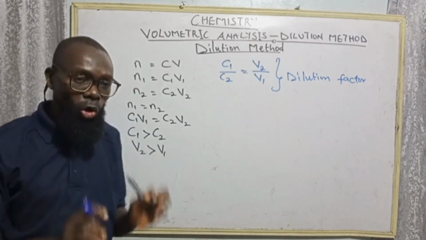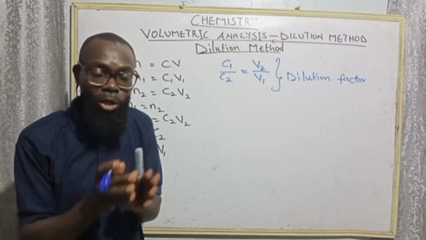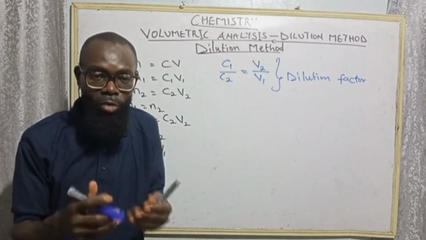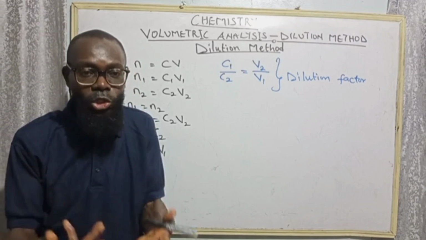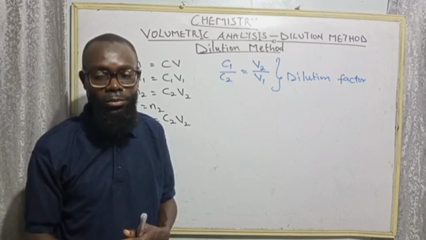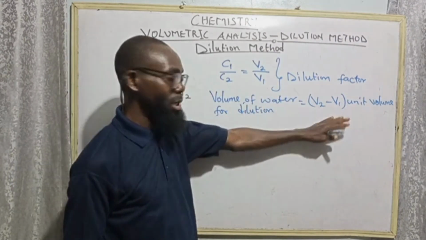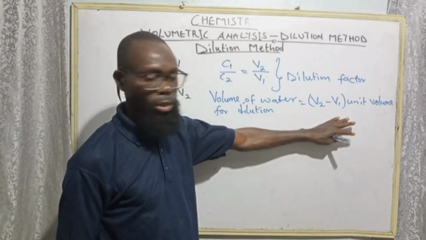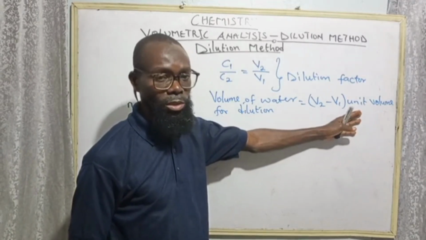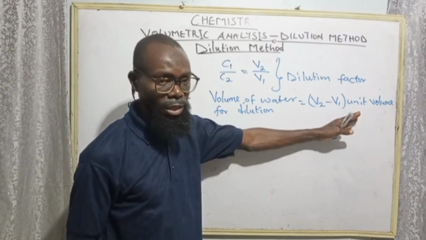Now, to know the volume of water added to the substance, the volume of water that was used in dilution is going to be V2 minus V1. Volume of water for dilution will be V2 minus V1 in unit volume. The unit is centimeter cube, or if it is decimeter cube, but the unit must be the same.